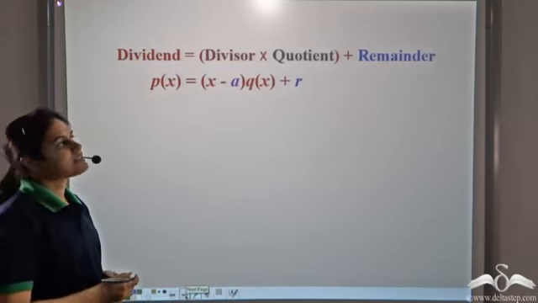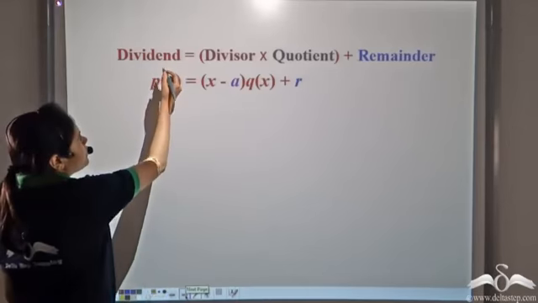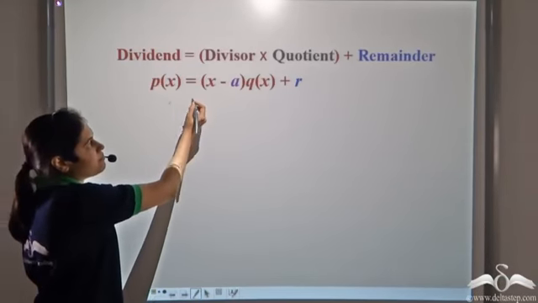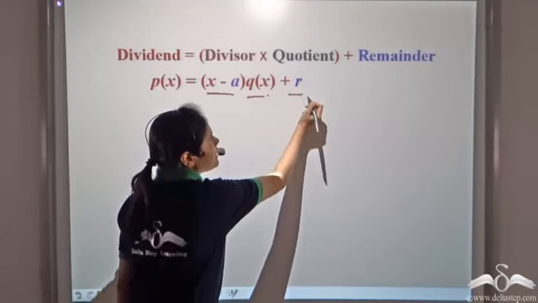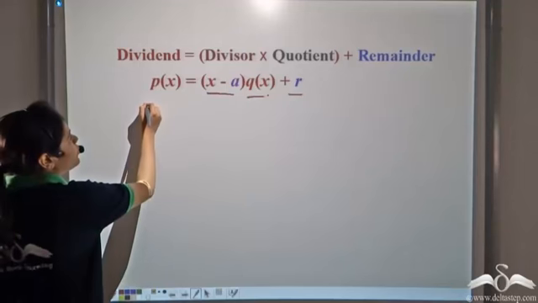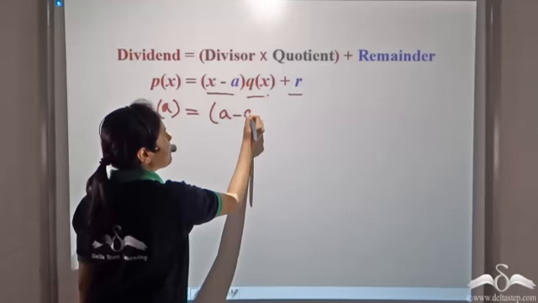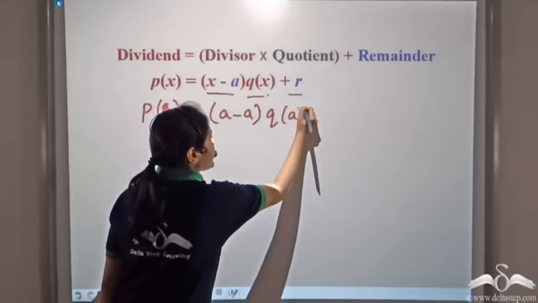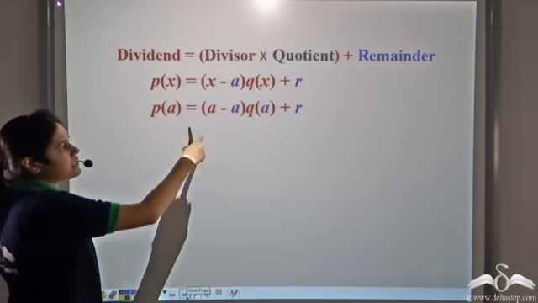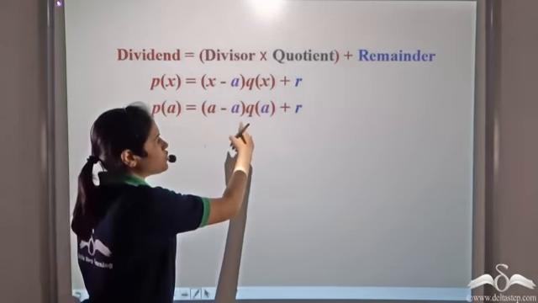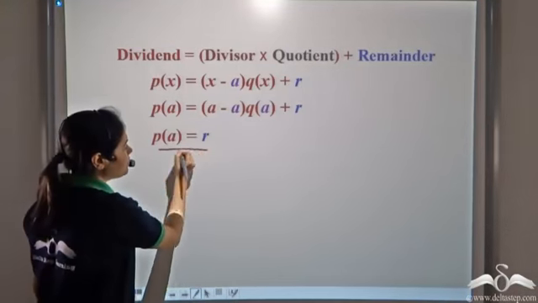Now let us generalize this. Dividend is equal to divisor into quotient plus remainder. So we take a general dividend, which is p(x), and the divisor is x minus a. Say we get the quotient as q(x) and remainder as r. Now put x is equal to a. So we get p(a) is equal to (a minus a) into q(a) plus r. This a minus a gives us 0, so 0 into q(a) will be 0. So we get p(a) is equal to r.